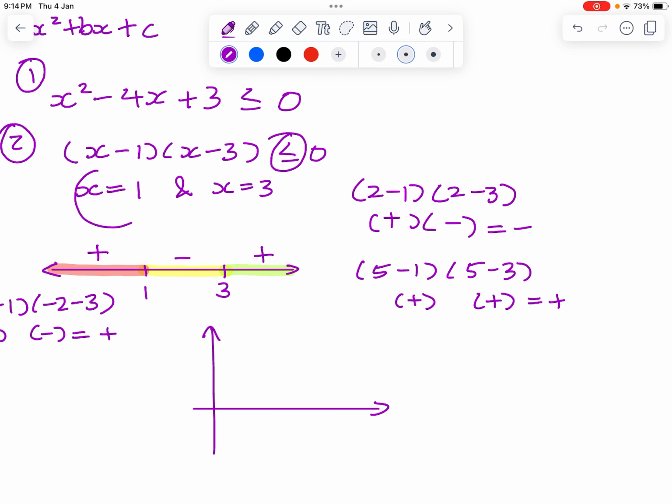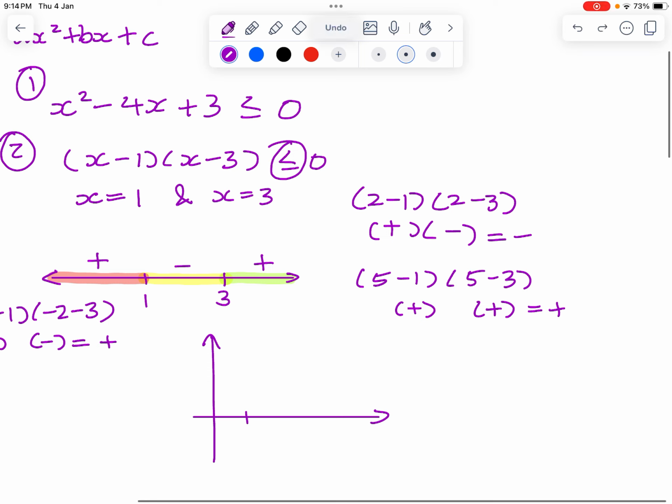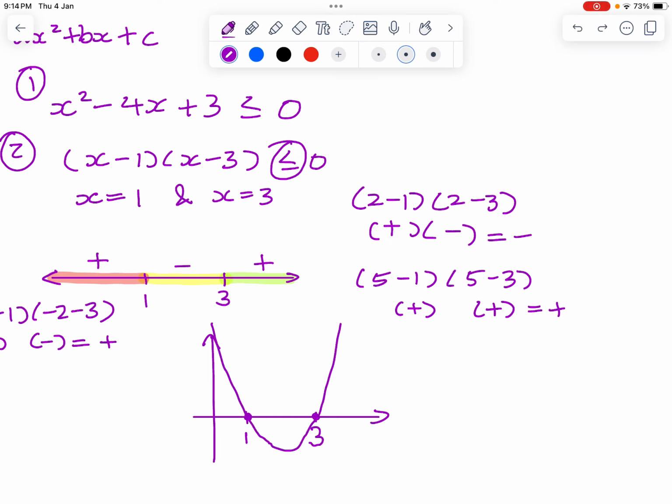So we know that x is equal to 1 and x is equal to 3. So we can kind of see that's the x-intercepts. And then we know that this equation here, the a value would be 1, which is positive, so it would open upwards. So it would kind of look something like this.